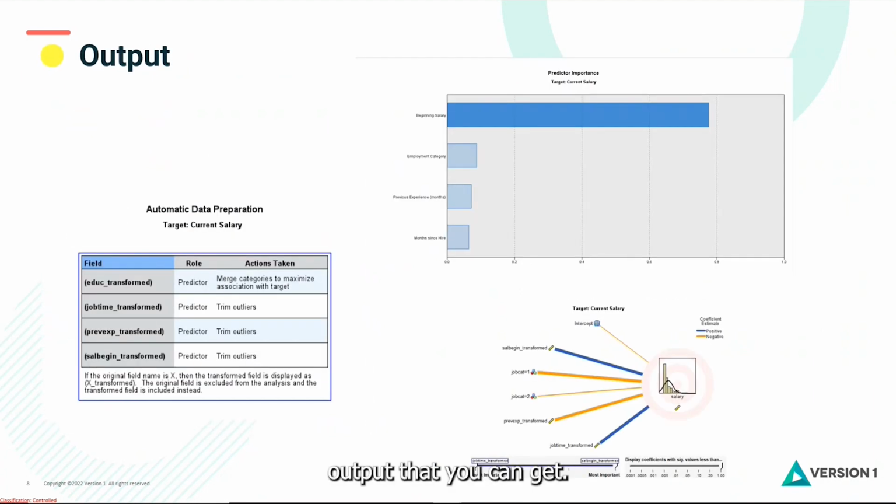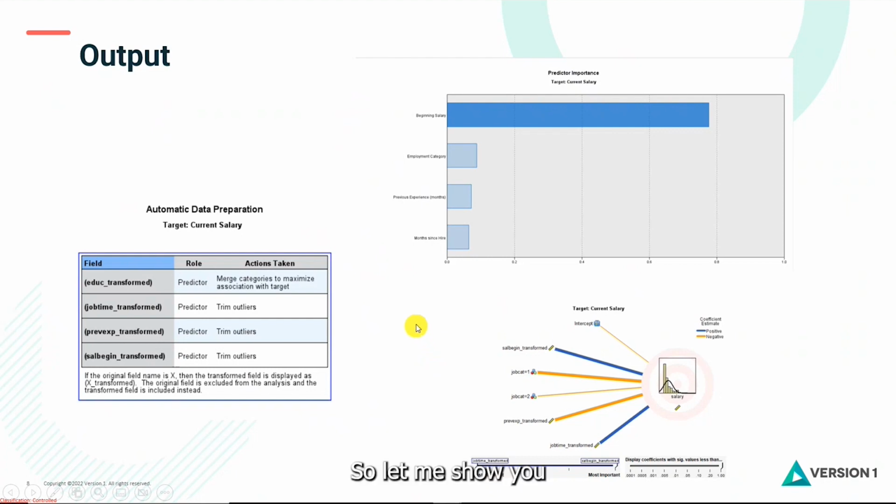Here's some of the other output that you can get. So, for example, it will do automatic data preparation. For example, your beginning salary, you can see it trimmed outliers. It will give you a predictor importance chart. So you can see beginning salary, again, the most important predictor, followed by employment category, previous experience, and months since hire. We also have our coefficients down here, and we can see ones that are positive, which is blue, and negative, which is orange. And again, we also have an option to show this as the coefficient display here, or if you would like, in a table format.